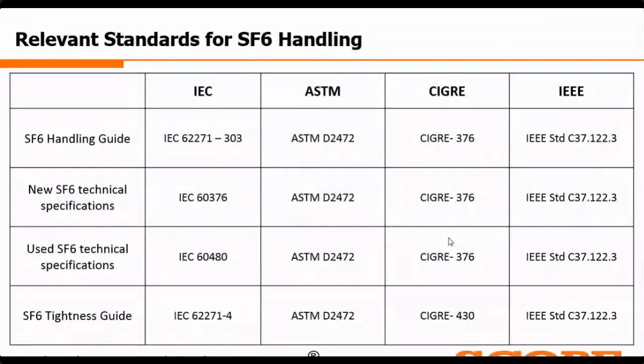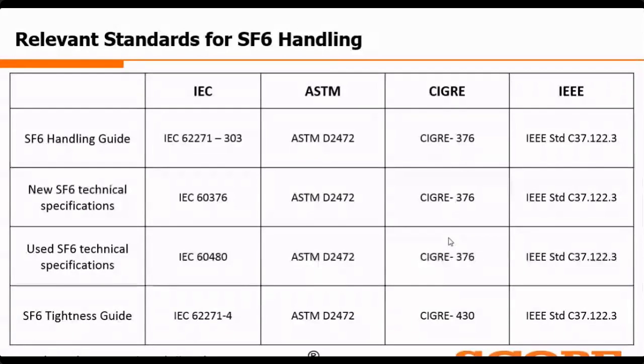So for the new SF6 technical specification, these are the limits that have been defined in the standards. The same applies to the used technical specifications. Generally, we follow the IEC 60480 or the CIGRE 376 guidelines, which state what the moisture content limit and the other byproducts limit of your SF6 should be after several years of use. So these are applicable for the used SF6 technical specifications.